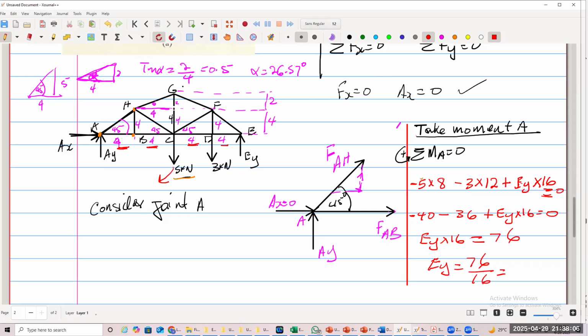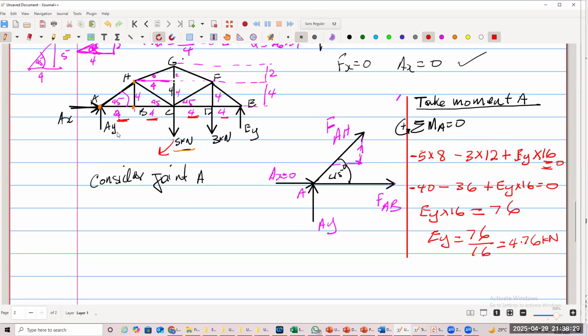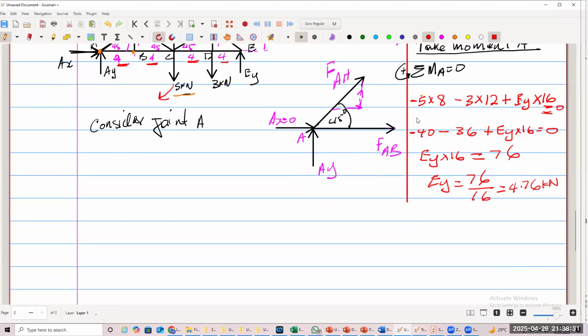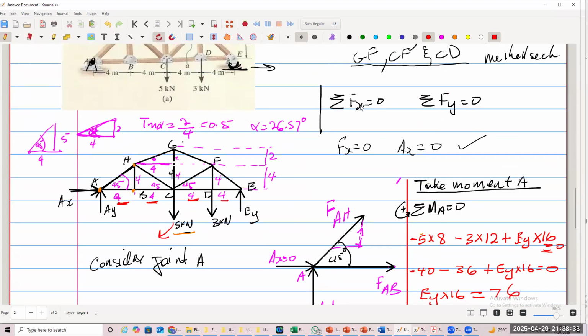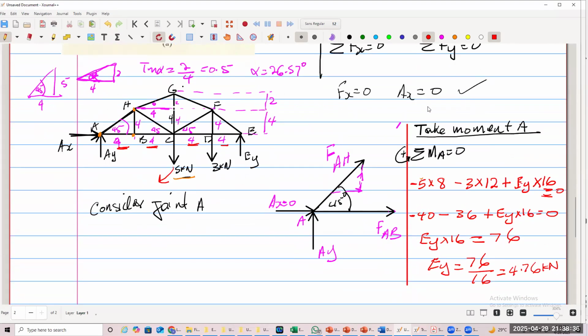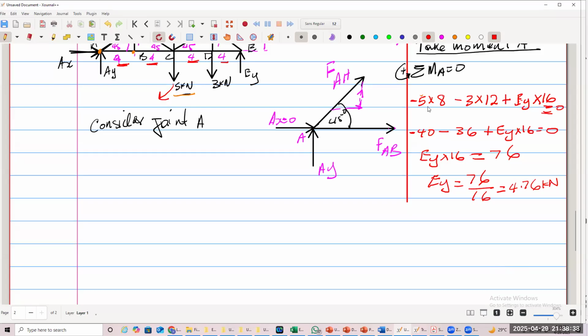So how much did you say that was again? 76 divided by 16. So 4.75. I have another one, a computer, but I tend not to use it. This is kilonewtons. So the next one you need to find is AY. You can use the sum of X or the sum of Y. We can use the sum of the Y because that's the vertical, that's what we need.